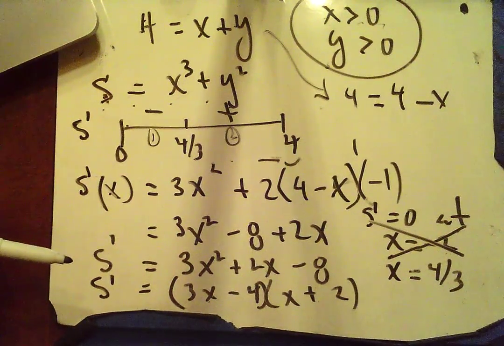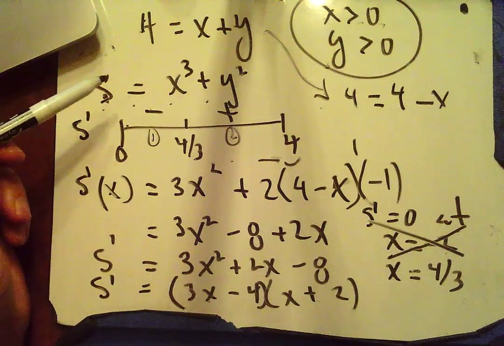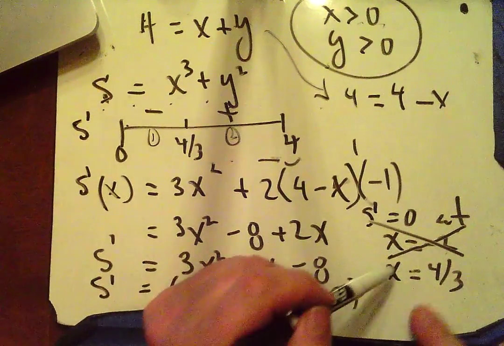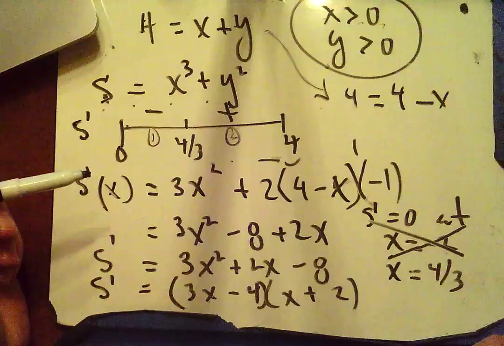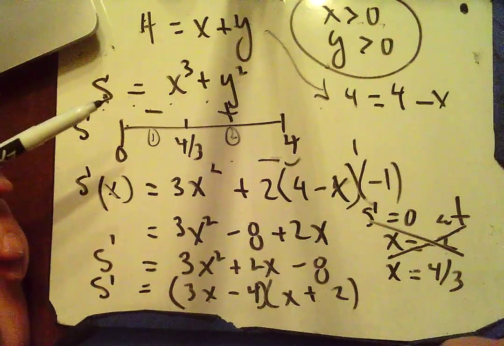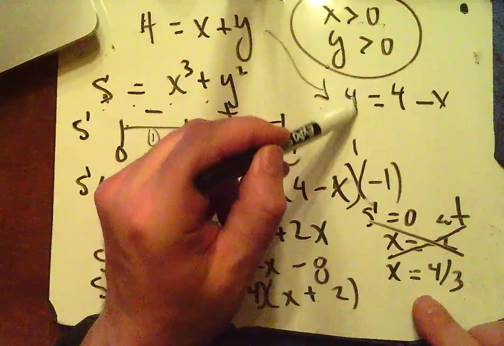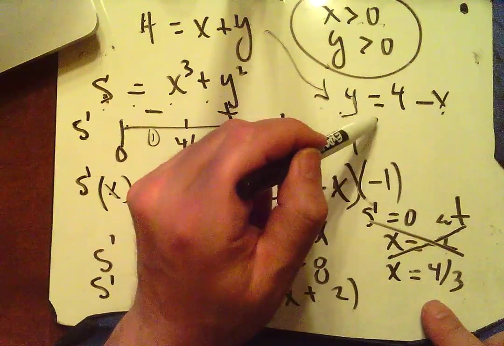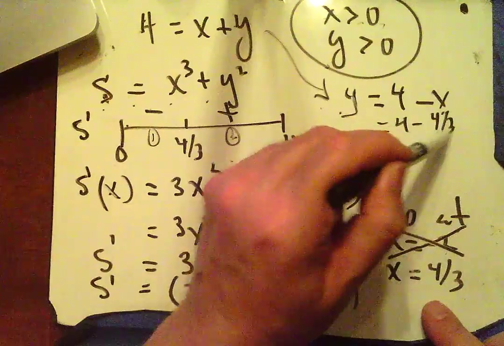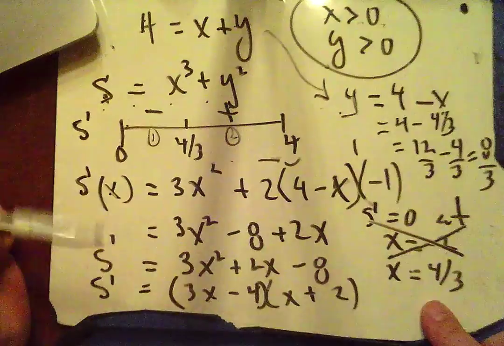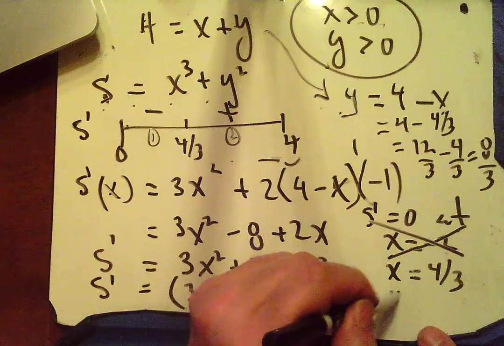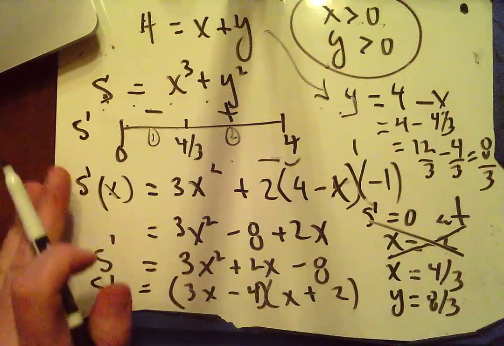So what am I supposed to do? It's supposed to say find the numbers. So if I know that one of the numbers is 4/3, and weren't you expecting a whole number value here? It turns out no, I wasn't expecting. If I plug in 4/3 here, so I can find y, I'm going to have 4 minus 4/3, which is 12/3 minus 4/3, and I get 8/3. So those two numbers are 4/3 and 8/3.